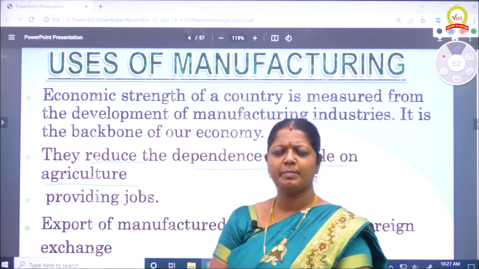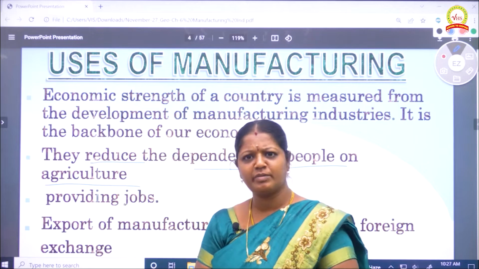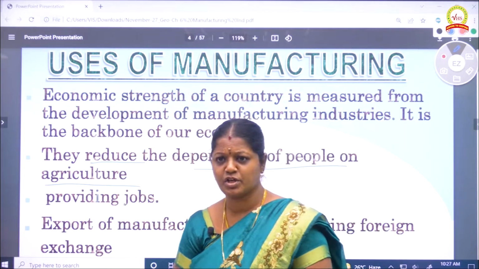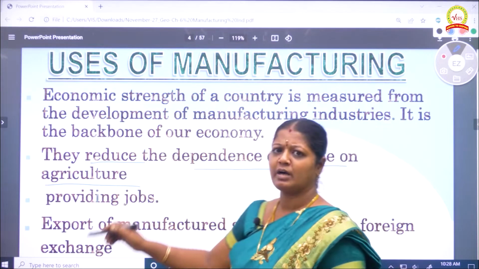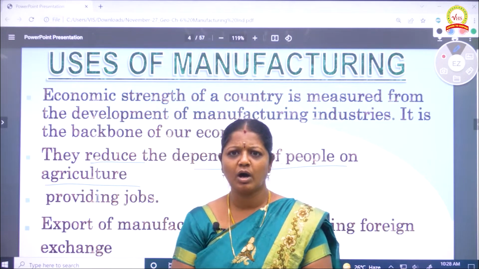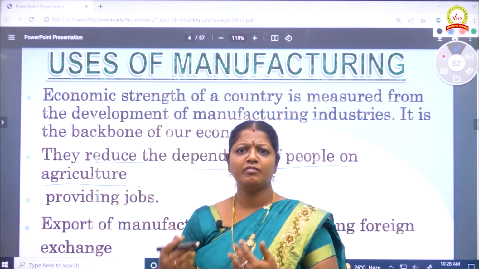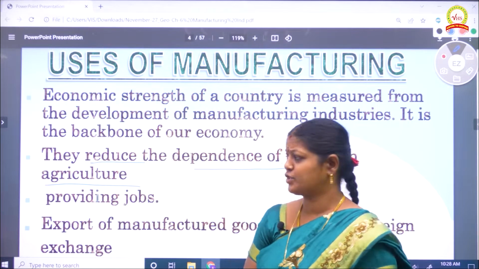Okay, so here the people will do agriculture only when the monsoon season comes, and the rest of the time they will be free. That time the people can go and engage in the manufacturing industry. So it reduces the dependence of the people on agriculture. The people who are in agriculture will carry on the agriculture for a few months, and when they are free, that time they can go and engage in the manufacturing industries.